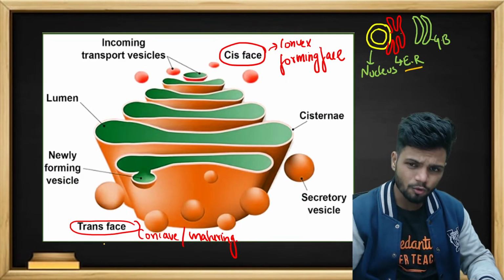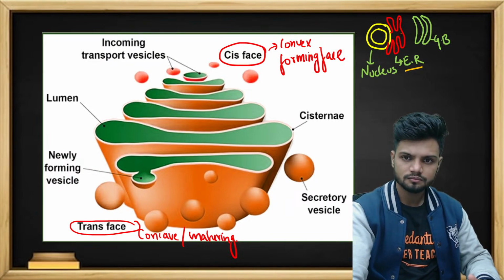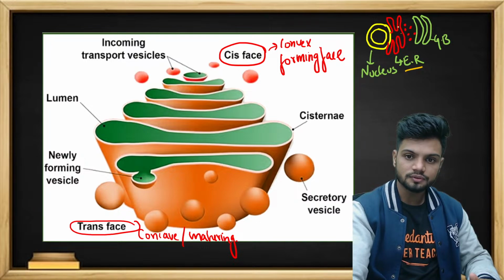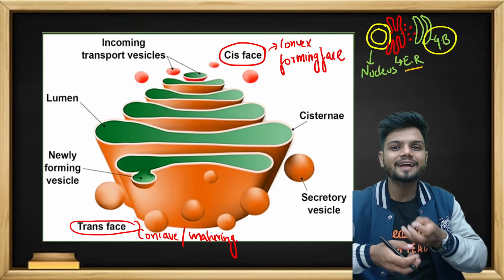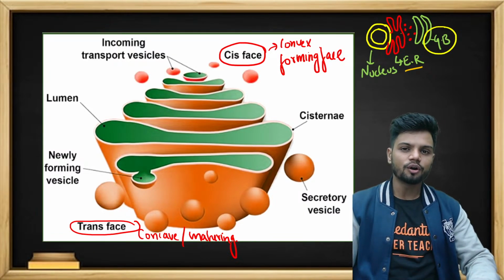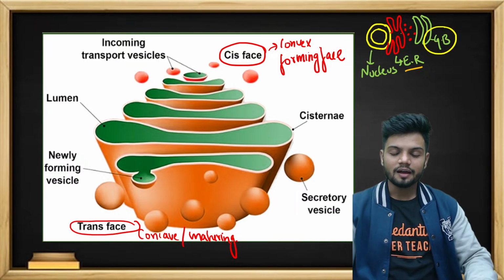Now, whatever lipids and proteins are produced, for example, here we have proteins and lipids coming out from the ER. The main function of the Golgi complex or Golgi body is to completely package it and send it to the next step. For example, your Golgi body is like an Amazon factory.